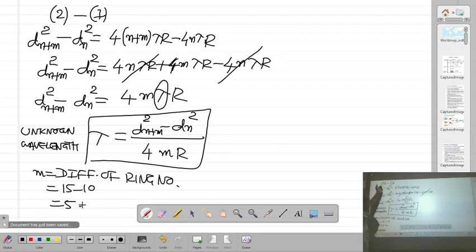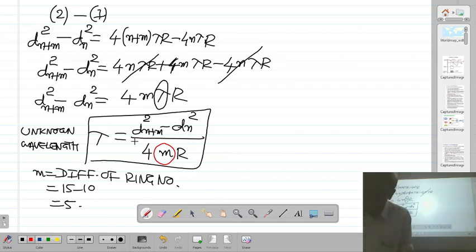So the diameter of the n plus mth dark ring, dn plus m square, is 4 into n plus m lambda, minus the diameter of the nth dark ring, dn square, which is 4n lambda. This 4n lambda is cancelled. So dn plus m square minus dn square is 4m lambda. So the wavelength lambda of the unknown light is calculated from dn plus m square minus dn square upon 4m. Please be careful here: m is not the ring number, it is the difference of the ring numbers.